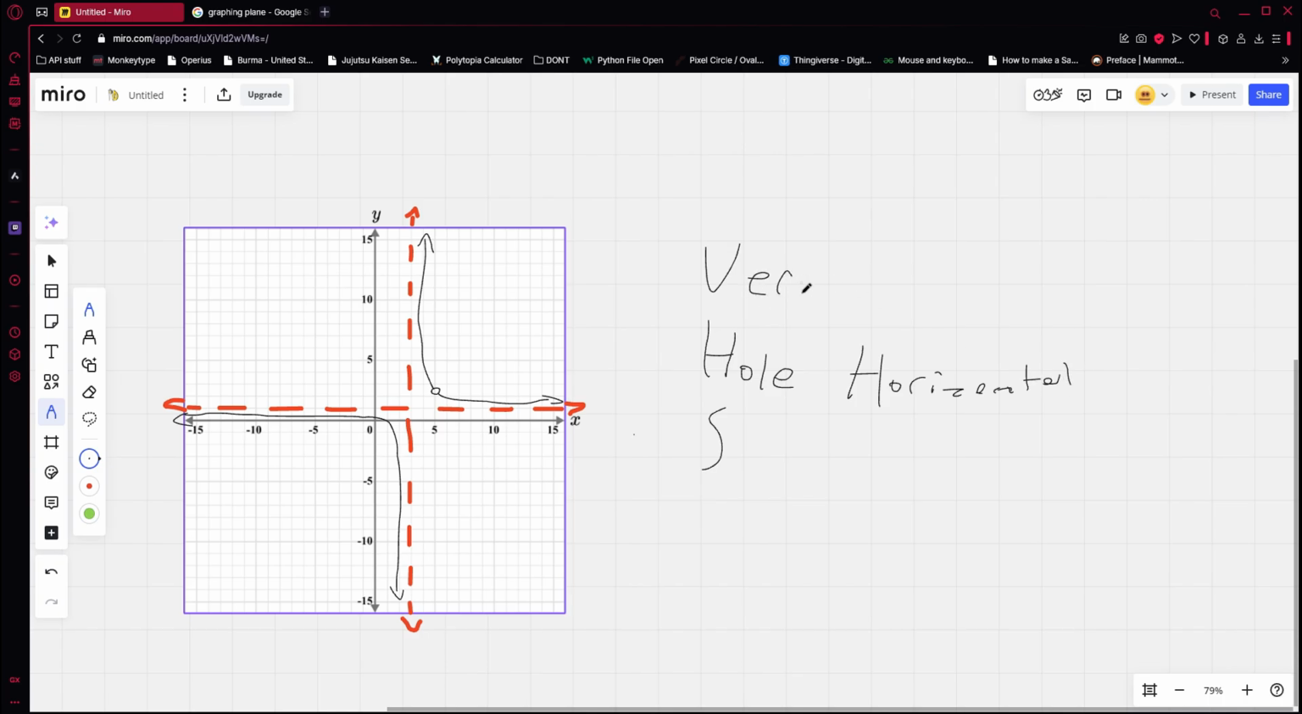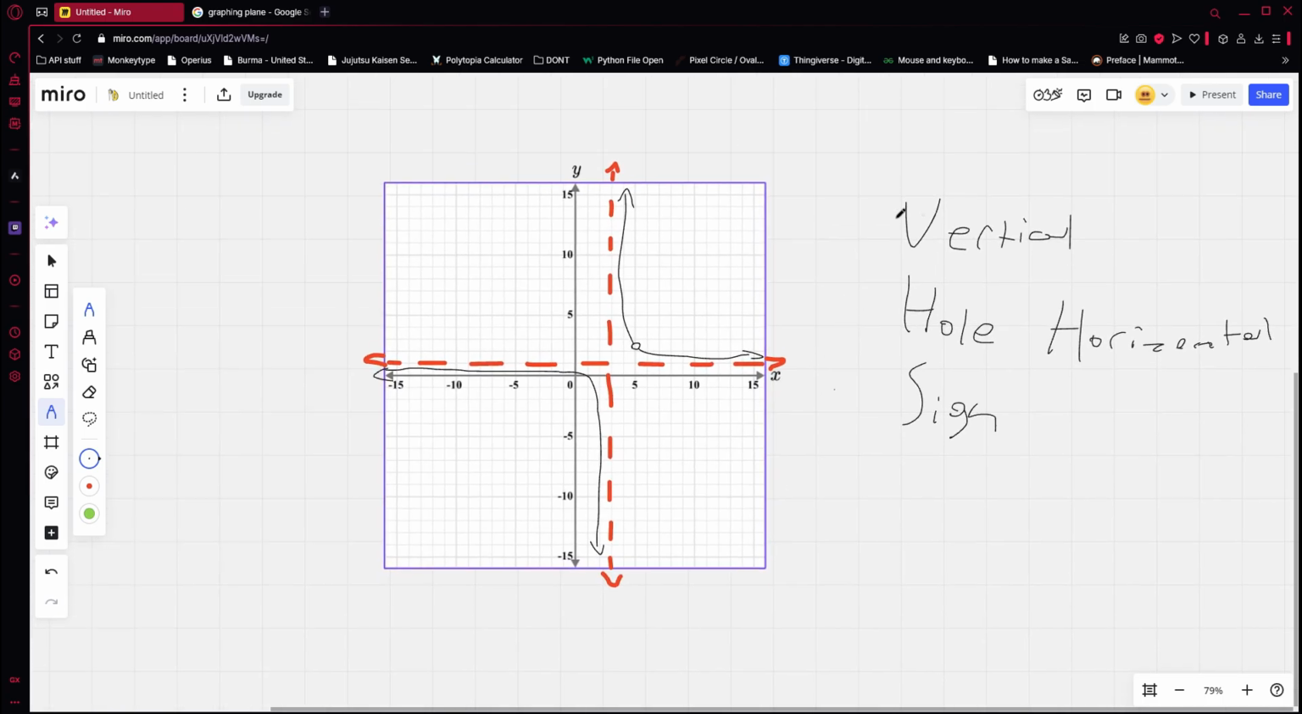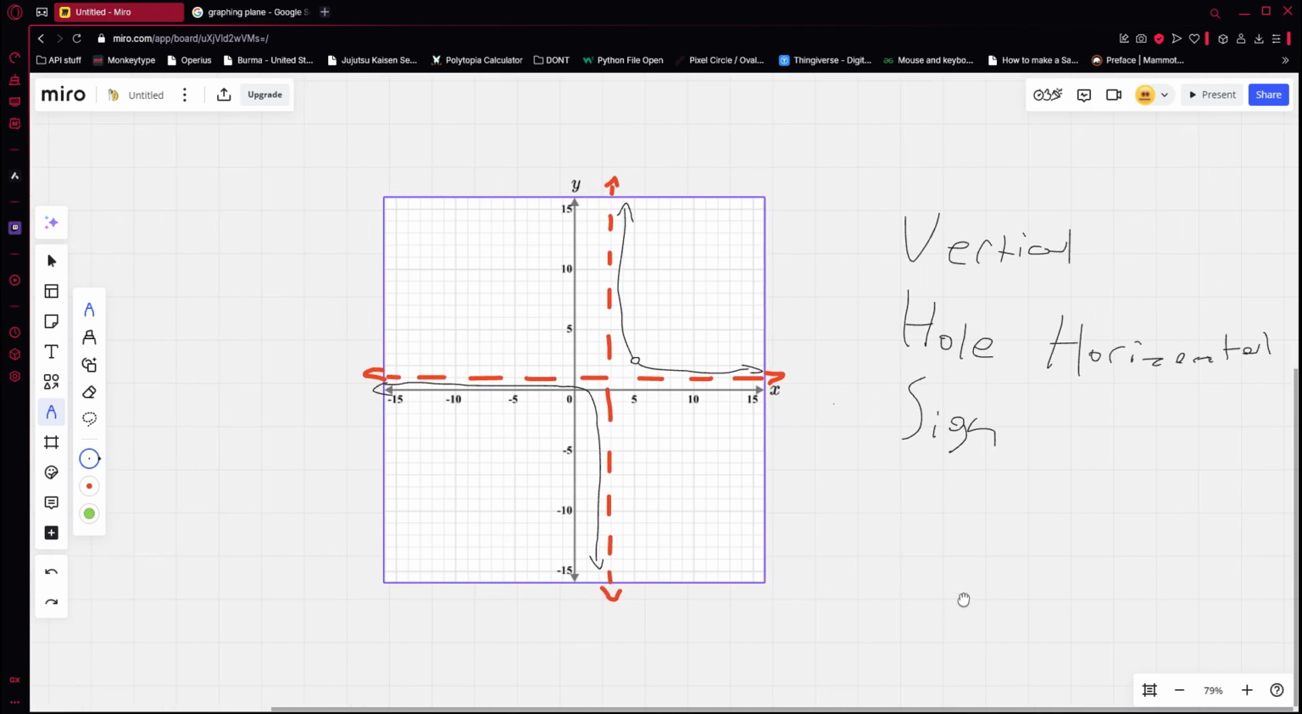We have vertical. And we also have sign. So we need to understand our vertical asymptote, our hole, our horizontal asymptote, and our sign. Meaning like which side of the asymptote is the function actually on. Right? So, or really I could just put side. I like sign better. It doesn't really matter.